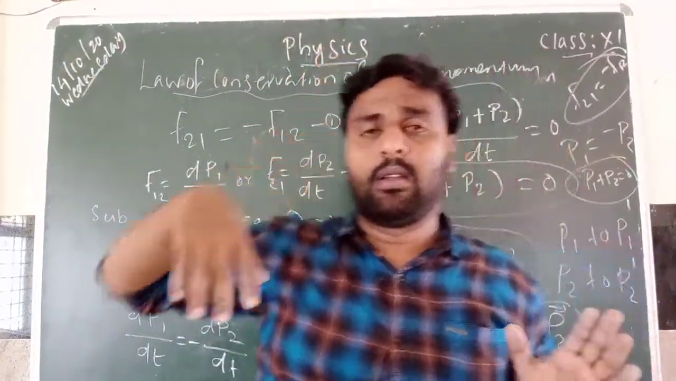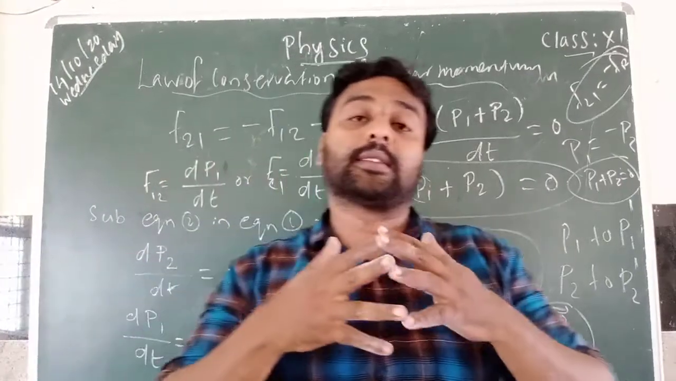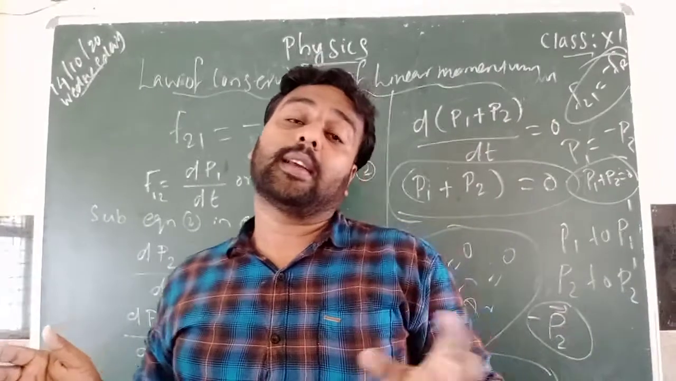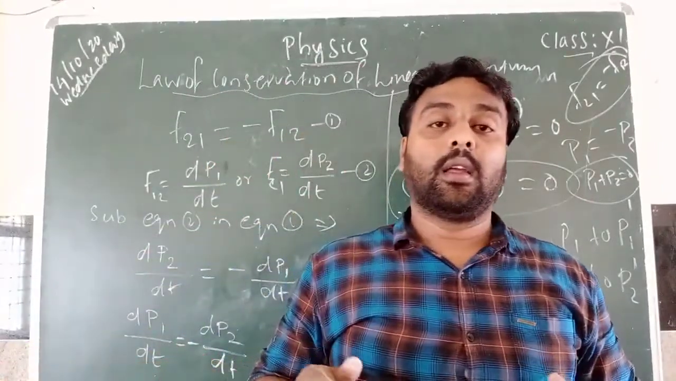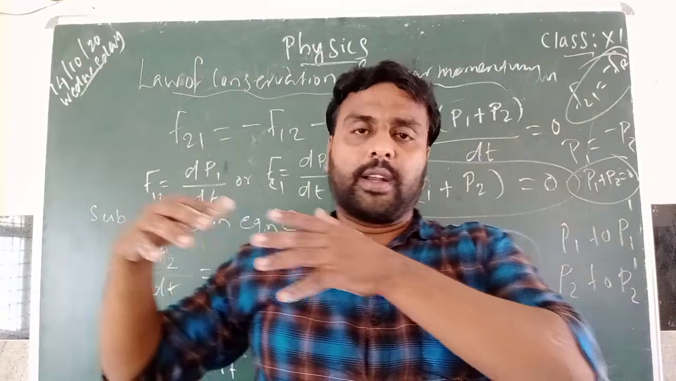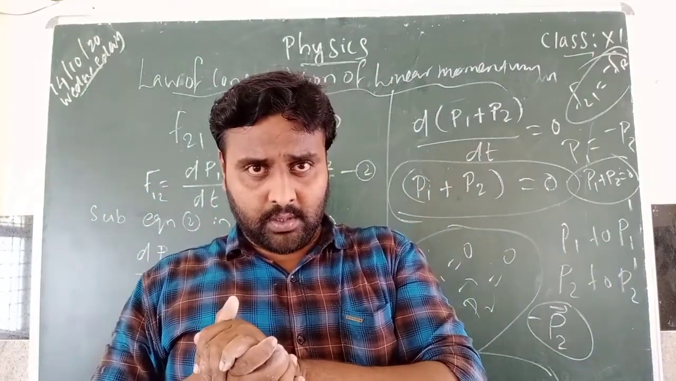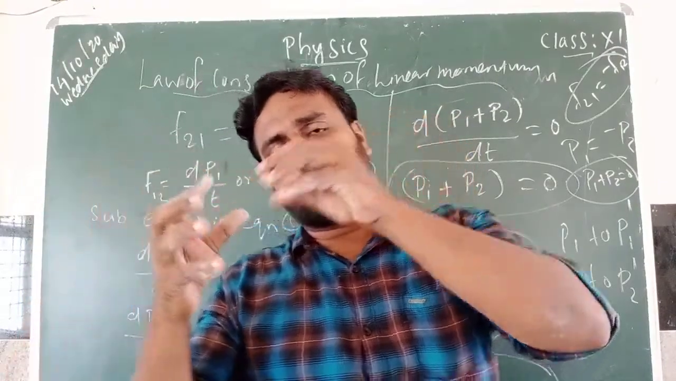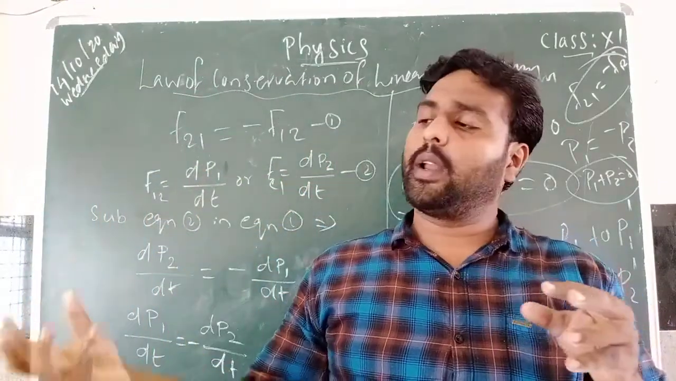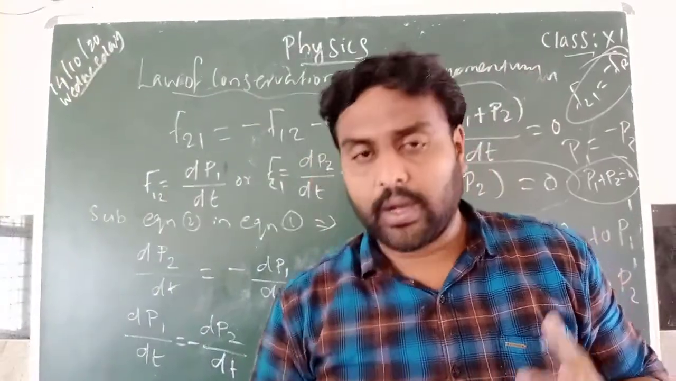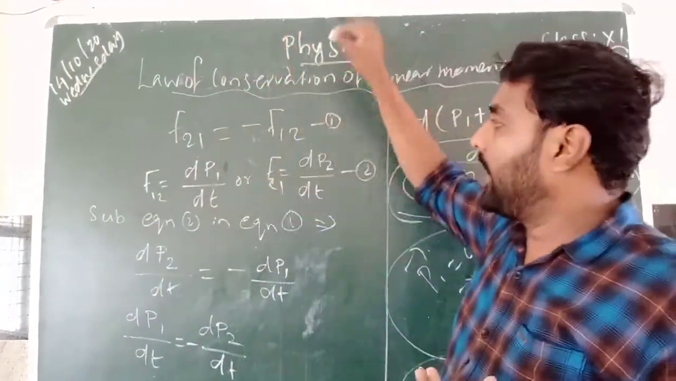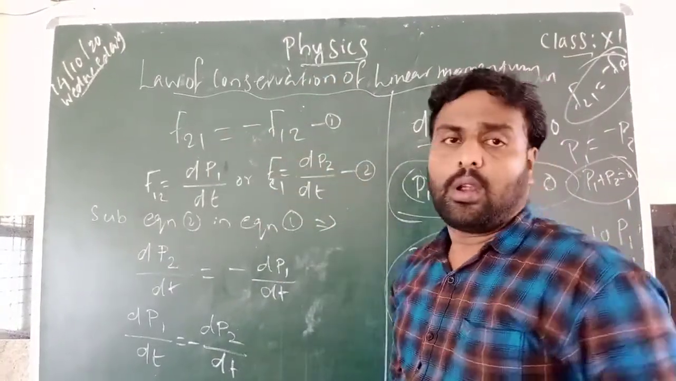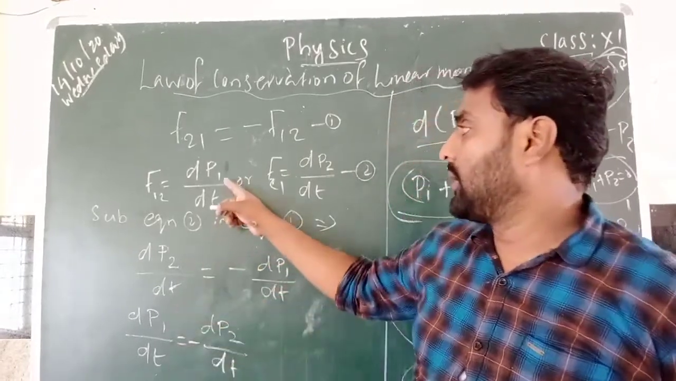from here, first assume that two particles interact with each other. When these particles interact with each other, one particle exerts a force on the other particle. Due to that, that particle moves. So particle 1 is exerting a force on particle 2. At the same time, particle 2 is exerting a force on particle 1. So we can write this according to Newton's second law, F21 is equal to minus F12, in terms of the linear momentum equation.